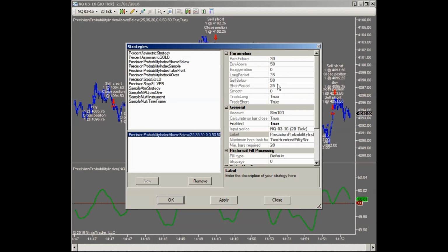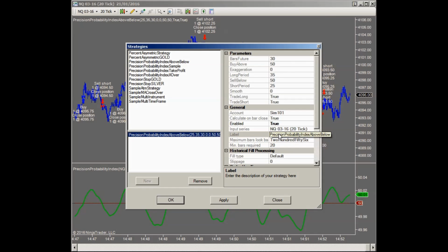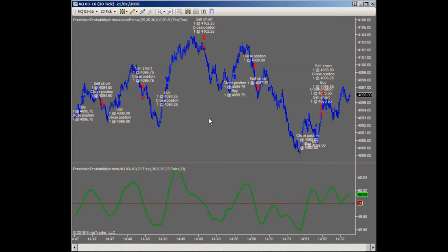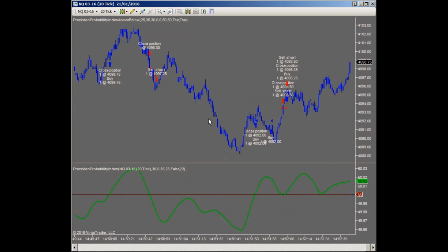And you can also skew it. So if this was set to 51, sell below 51 and buy above 52, this makes it go short more easily than it would go long. So we'll look at a few trades developing.